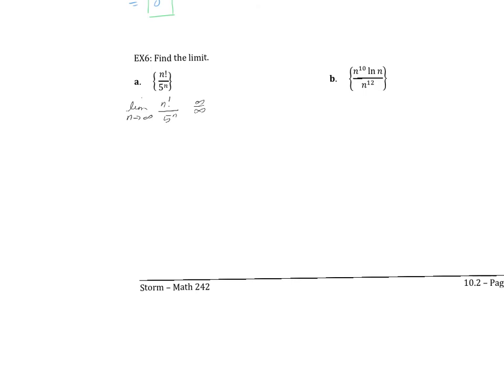From that theorem, I know that n factorial grows faster than the denominator 5 to the n. So if you just look back at that chart, it says b to the n grows slower than n factorial. So that's the form that we have. And since I know that, I can say that the limit as n goes to infinity of n factorial over 5 to the n is equal to positive infinity.